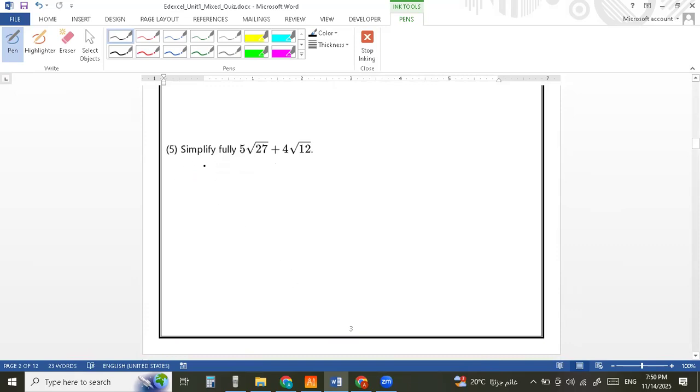Okay, so here, simplify fully. 5 square root of 27 plus 4 square root of 12. And let's do this. Okay, how can I do that, mister? All right, let's do it by simplifying normally.